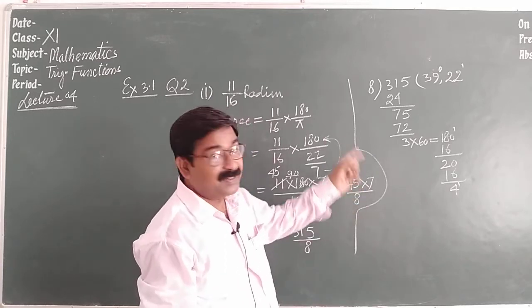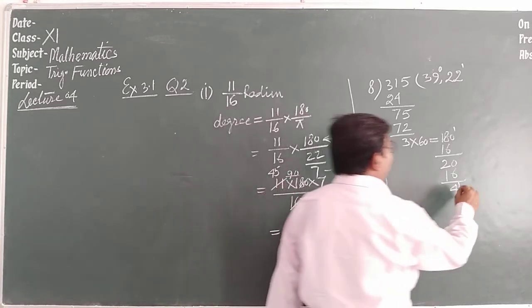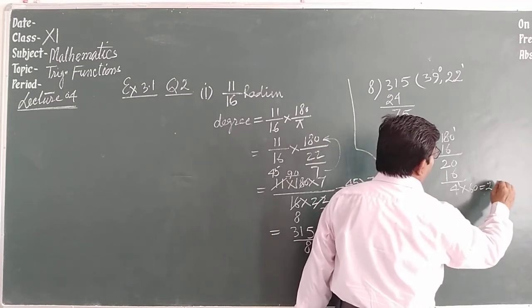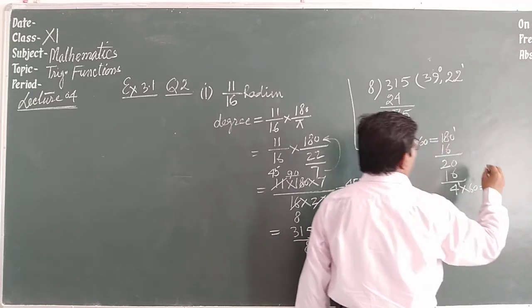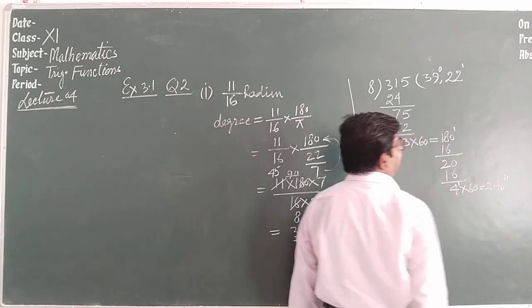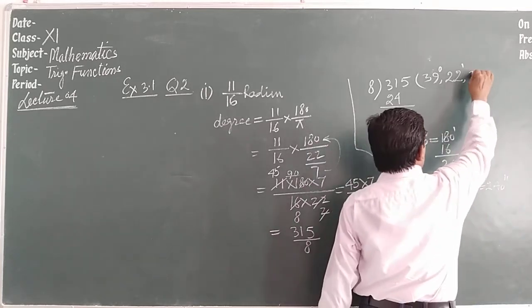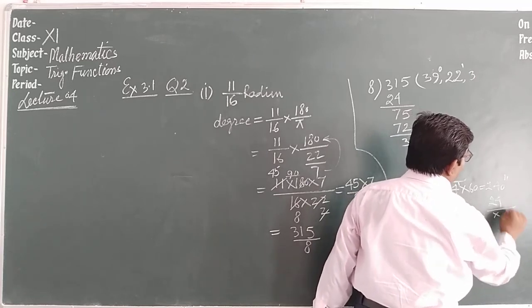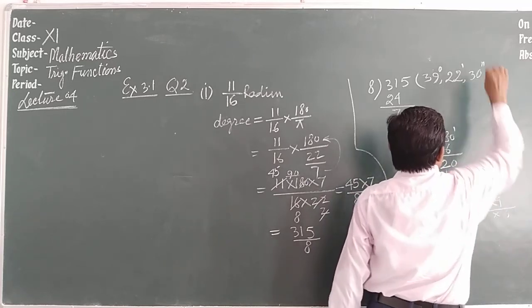Now change this again into second. Into 60, so it becomes 240. Now this is second. So 8 3s are 24. This goes, 0 is left. This is second.